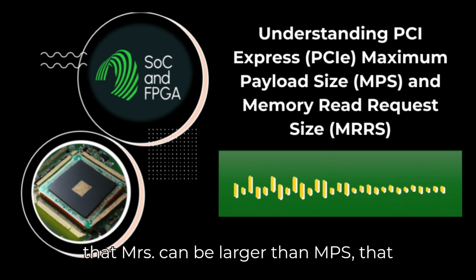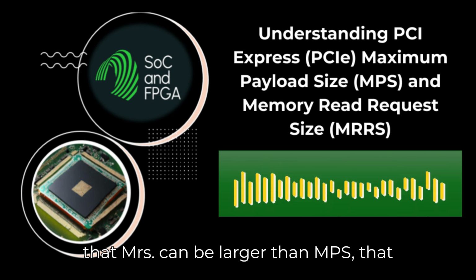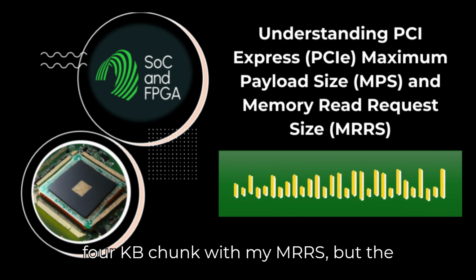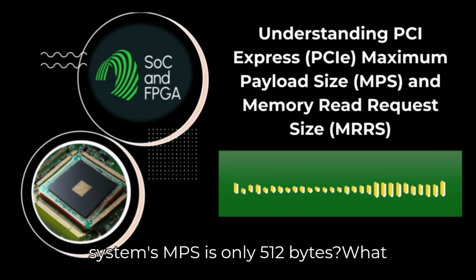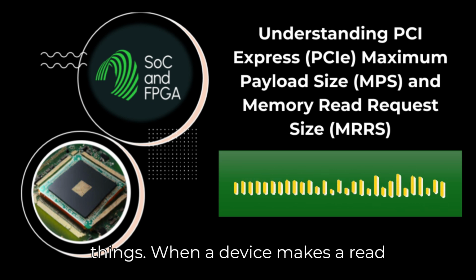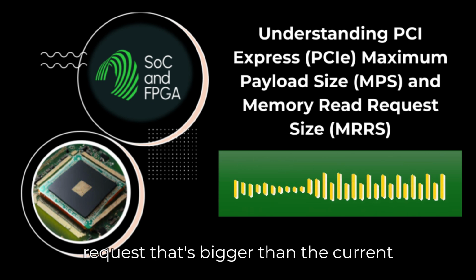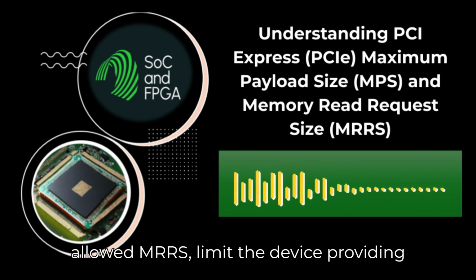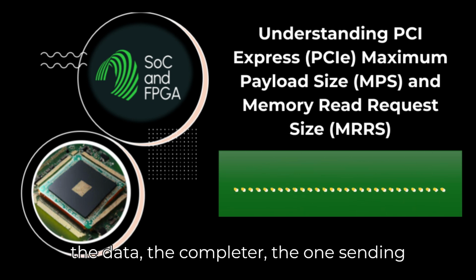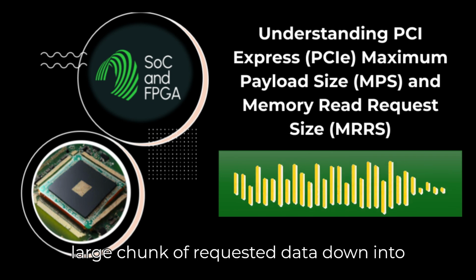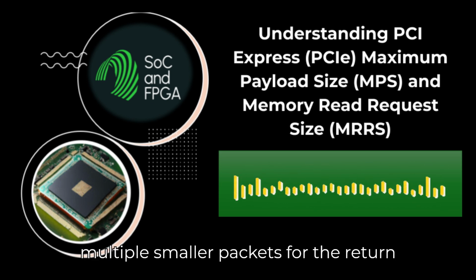But first, this idea that MRRS can be larger than MPS feels a bit counterintuitive. How does that actually work? If I ask for, say, a 4KB chunk with my MRRS, but the system's MPS is only 512 bytes, what happens when the data comes back? All right, this is another layer of how PCIe manages things. When a device makes a read request that's bigger than the current operational MPS, but still within its allowed MRRS limit, the device providing the data, the completer. The one sending it back. Exactly. It has to break that large chunk of requested data down into multiple smaller packets for the return trip.